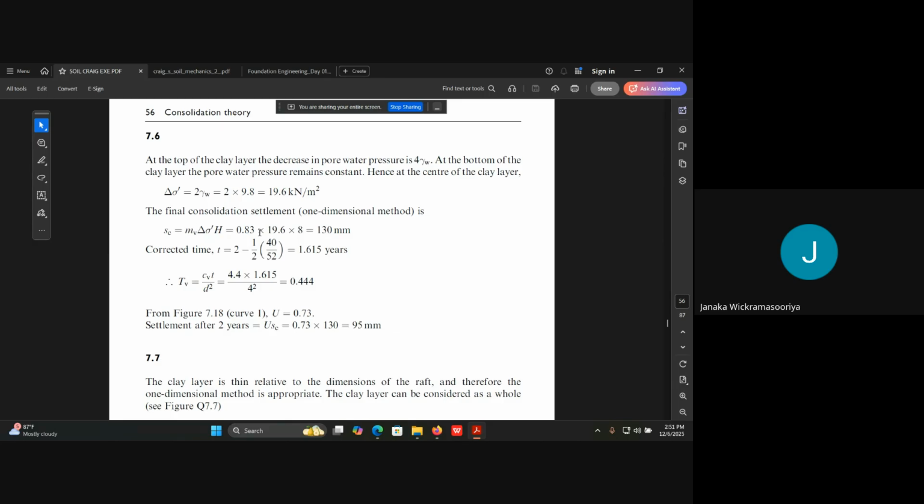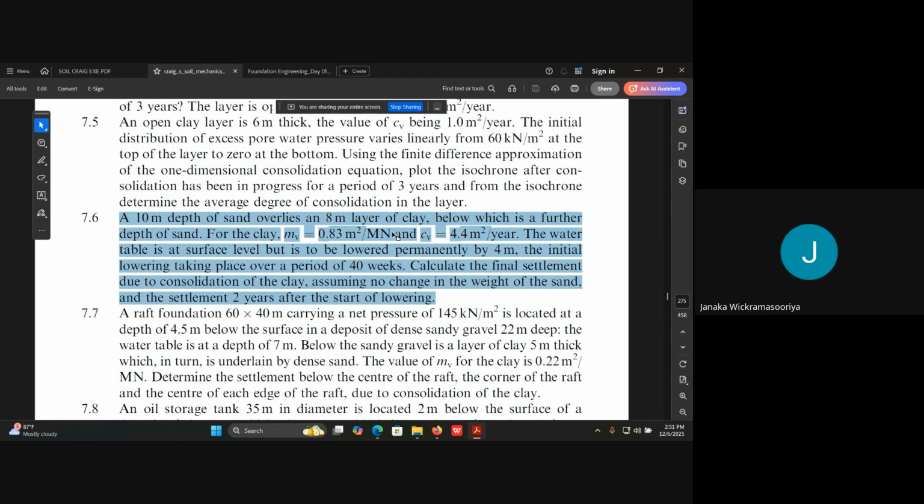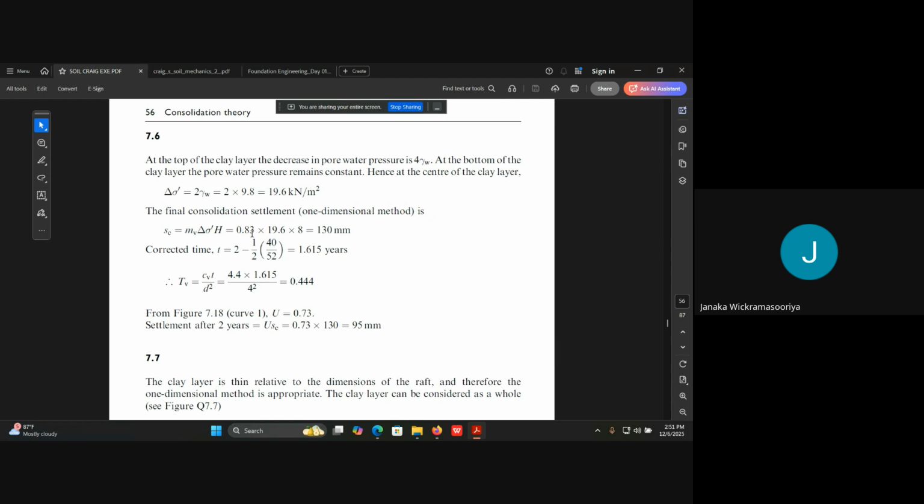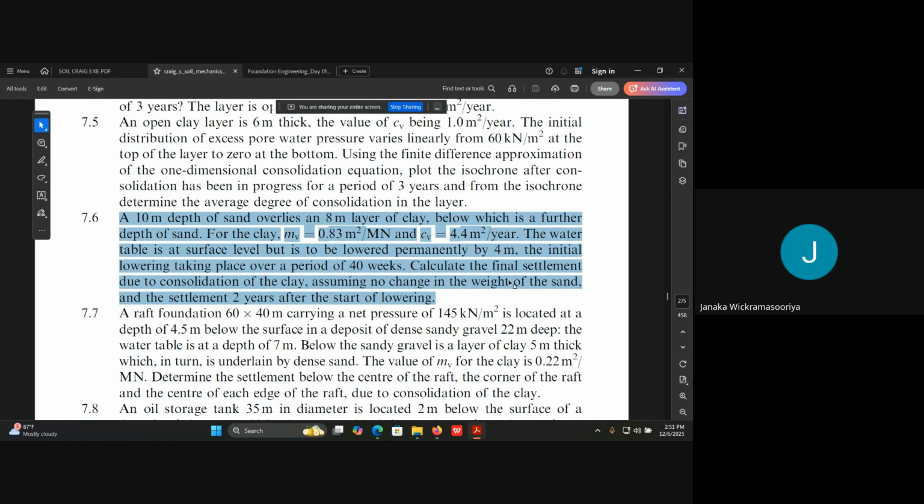mv is 0.83 as given in the question. So that is 0.83 meter squared per meganewton. Right? This is meganewton, and this should be multiplied by 19.6, so that you will get the answer in millimeters. Then the next one is assuming no change, settlement in 2 years.